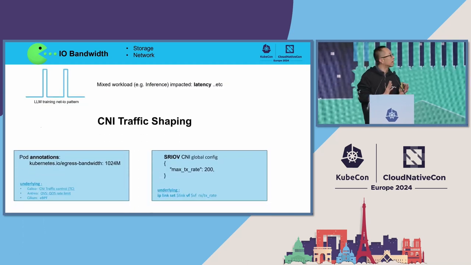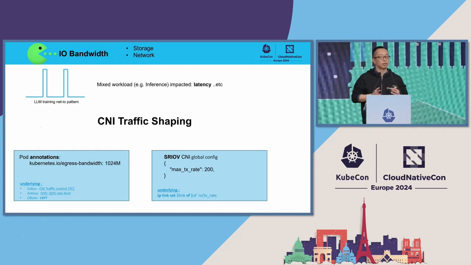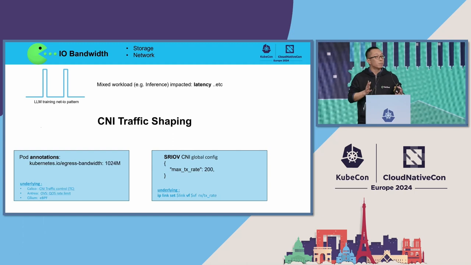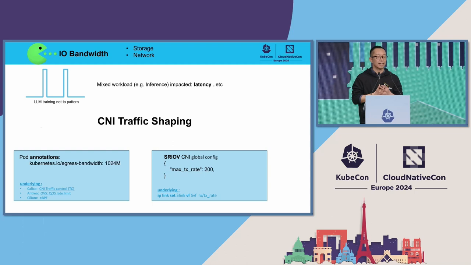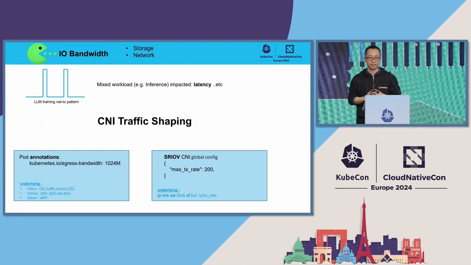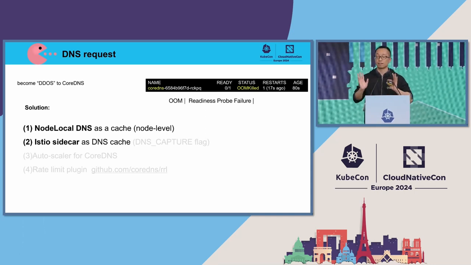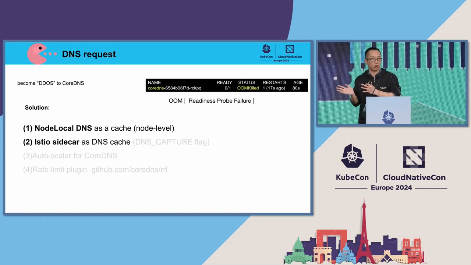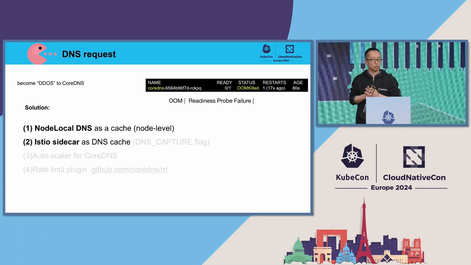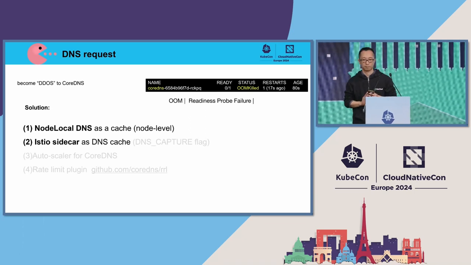For network, AI training is very hungry for network bandwidth when exchanging gradients, and the neighboring workloads' latency will be impacted. So we can leverage CNI traffic shaping to relieve it. All right, DNS. If a pod sends too many DNS requests, it will become a DDoS to CoreDNS, which will crash or OOM. So the solution is either to use NodeLocal DNSCache as node-level caching, or use the Istio sidecar as pod-level caching.